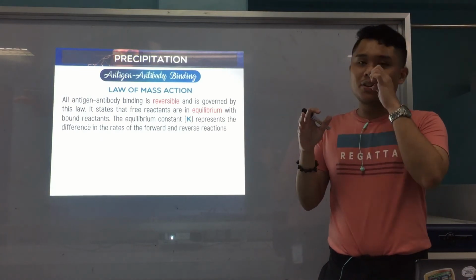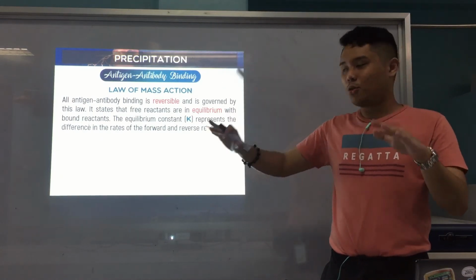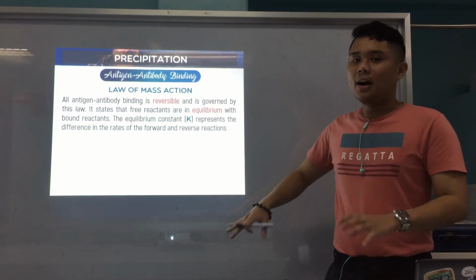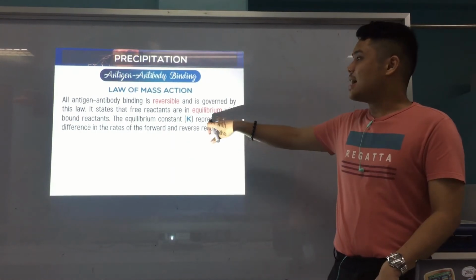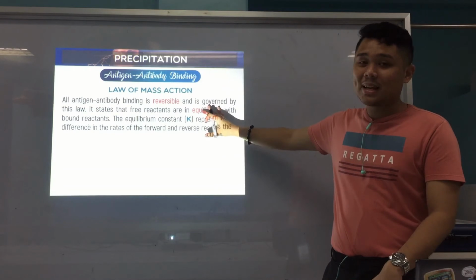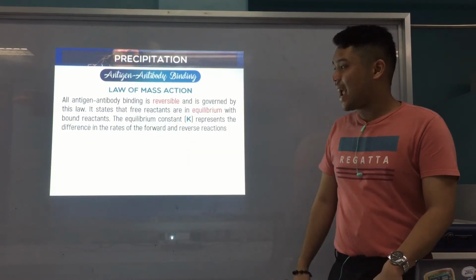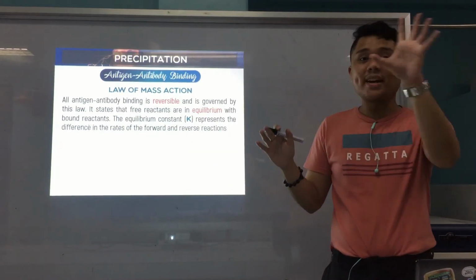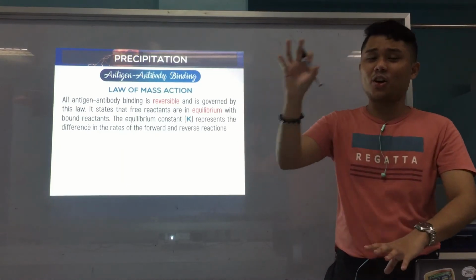So, when you say reversible, it goes back and forth. We'll look at that in the reaction equation later, and it's governed by this law. Again, the point is that there should be equilibrium, and there's a constant K that represents a difference in the rate of the forward and the rate of the reverse.